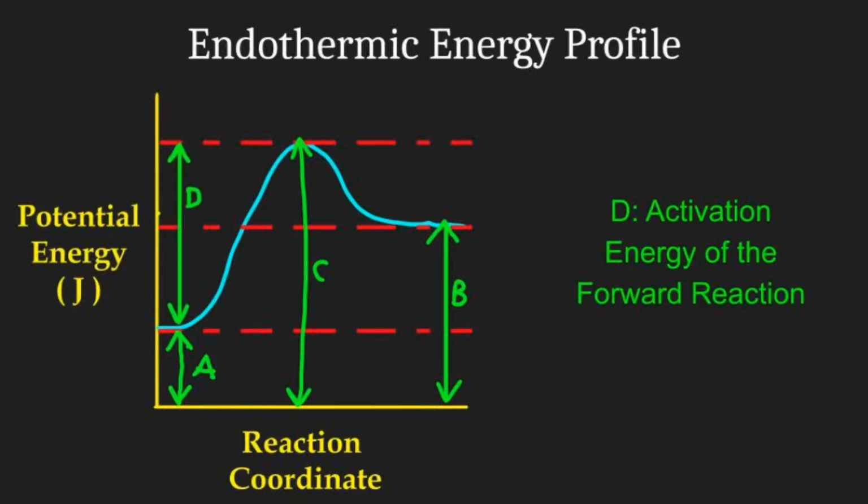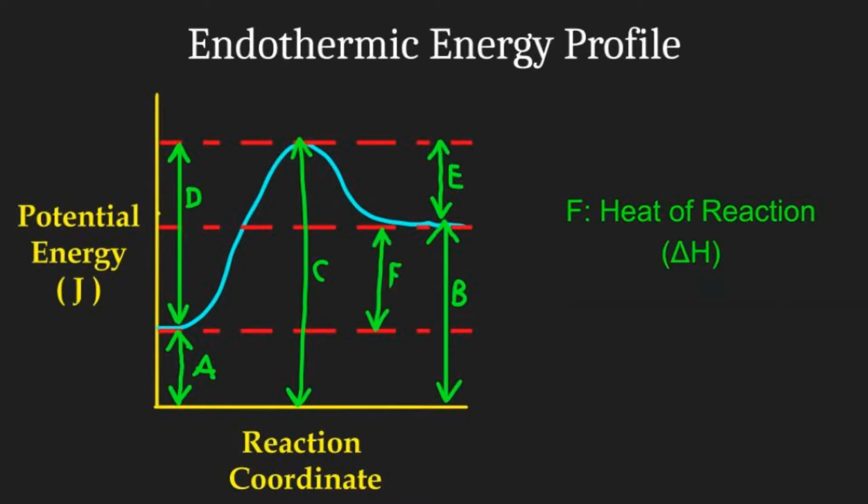Now, our activation energies are going to be in the same places, but they're a tad different from the exothermic reaction. Here, you'll see that on the left, where we have D, which is the activation energy of the forward reaction, and then on the right we have E, which is the activation energy of the reverse reaction. You'll realize how, since this is an endothermic reaction, the activation energy of the forward reaction is much higher than that of the reverse reaction, as seen by how D is longer than E.